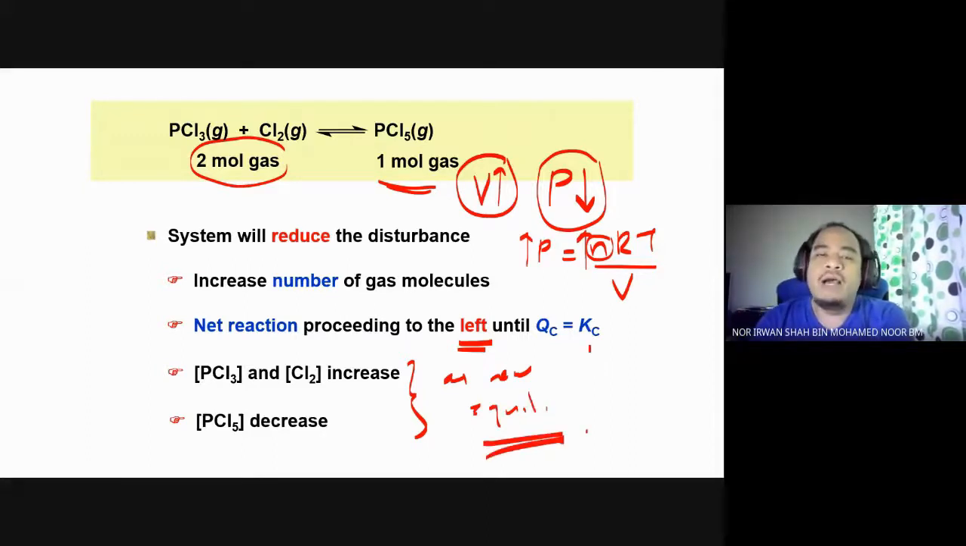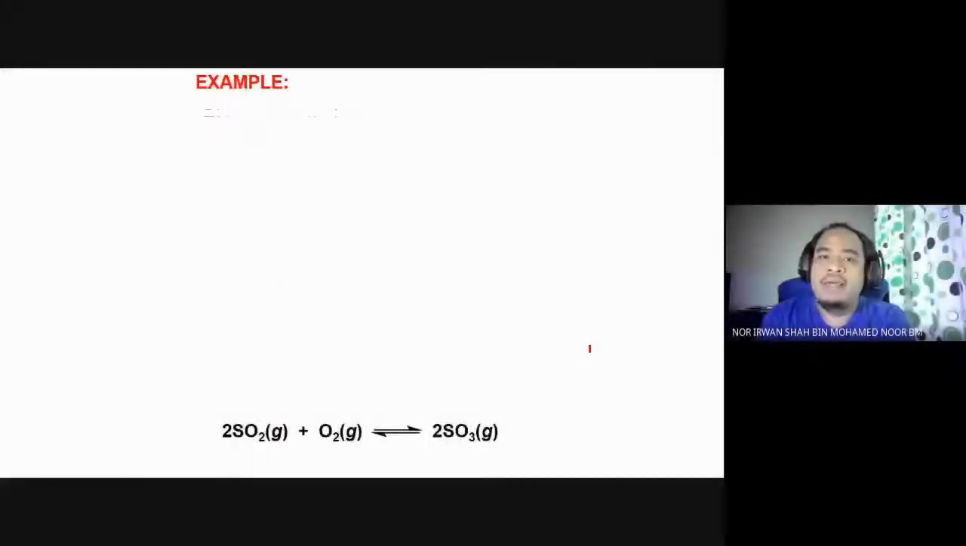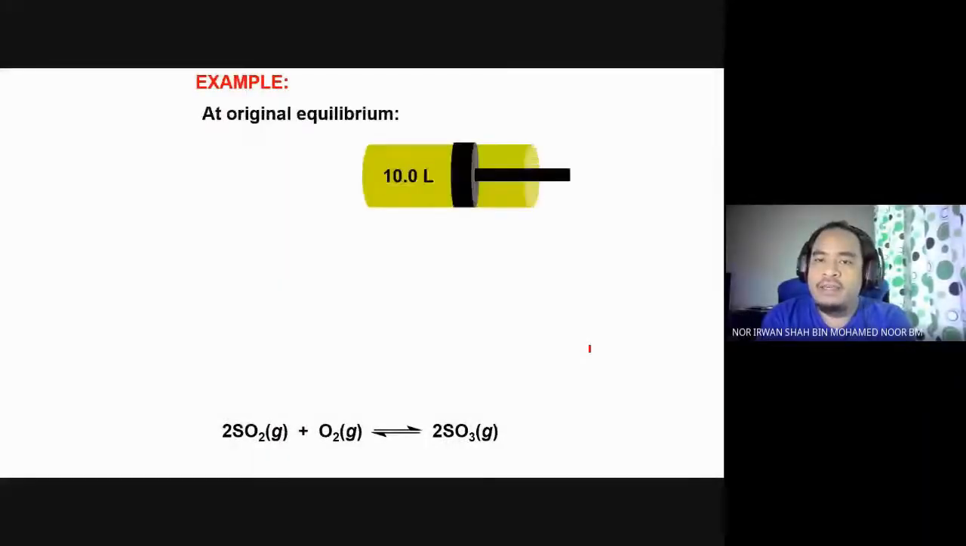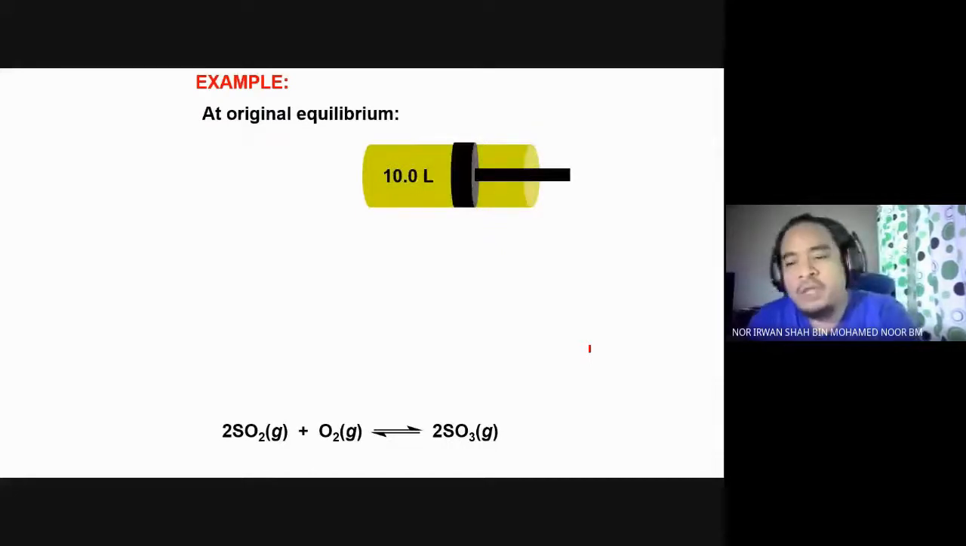So that is how pressure affects an equilibrium system. Now let's look at another example. This time I'm using a different system. We have 2 moles of sulfur dioxide, 1 mole of oxygen gas, and 2 moles of sulfur trioxide, and these 3 gases were at equilibrium. Initially, these 3 gases were in a 10 liter container like this, and in this container there is a piston, or plunger, here.